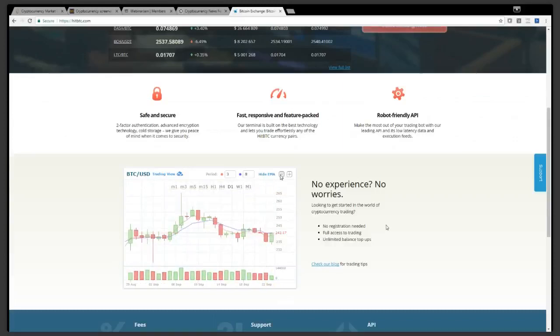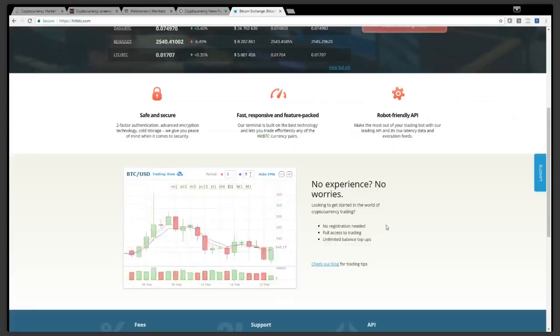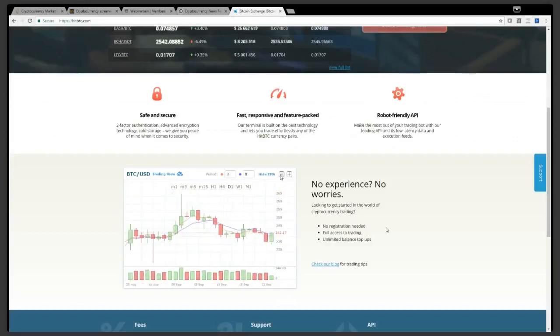Okay. So as you can see, Alan's playing around with the chart here. They do give you good charts. The charts are very, very interactive. You also can go to TradingView to get access to a lot of these charts.